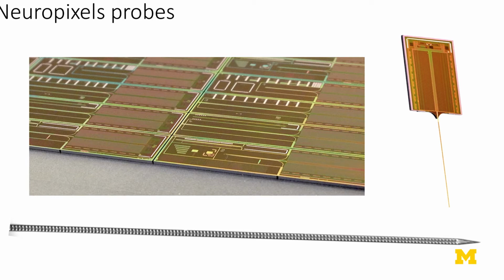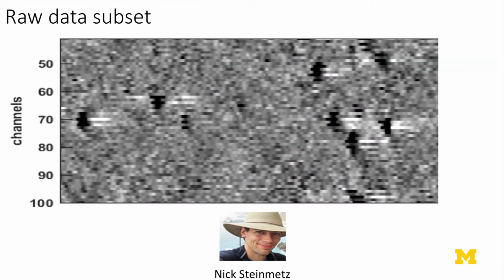And we were part of the tester consortium for these probes. And Nick Steinmetz, who's over there, recorded the first data that we got from them a few weeks before the 2014 Society for Neuroscience meeting. This shows a segment of the raw data, time on the x-axis, channel number on the y-axis, and it's pseudo-colored, so that black means a negative potential and white means a positive potential.